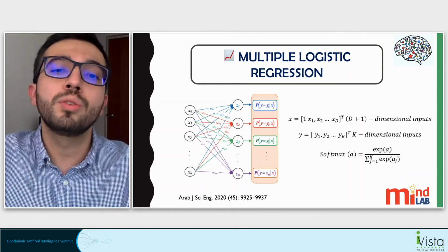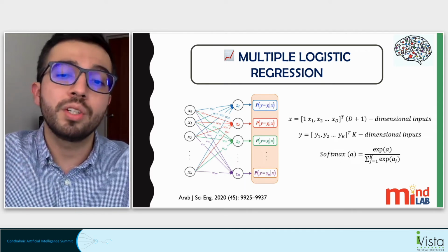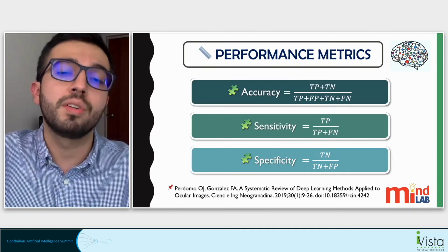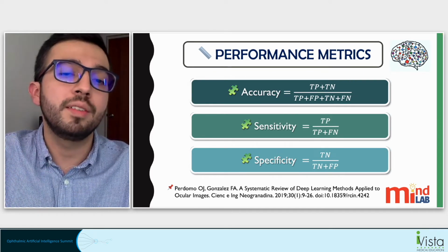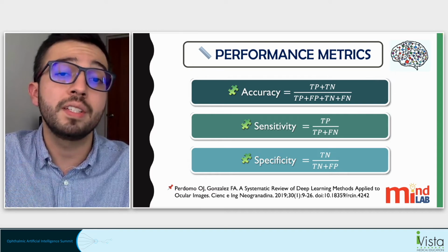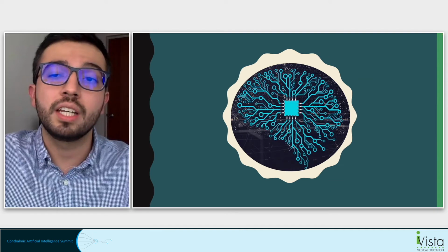This was done through an operation of multiple logistic regression by the softmax activation function. The performance metrics were accuracy, sensitivity, and specificity in order to evaluate the binary and the multi-class classifications.